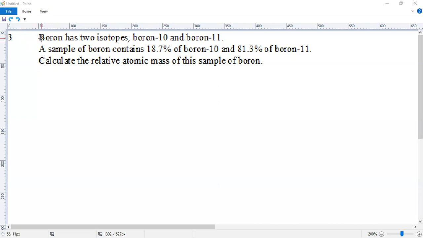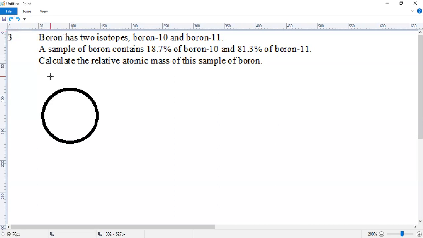Boron is an element. Symbol is capital B. Boron has two isotopes. There are only two isotopes, boron 10 and boron 11. A sample of boron contains 18.7% of boron 10 and 81.3% of boron 11. So how do we calculate the relative atomic mass of this sample of boron?